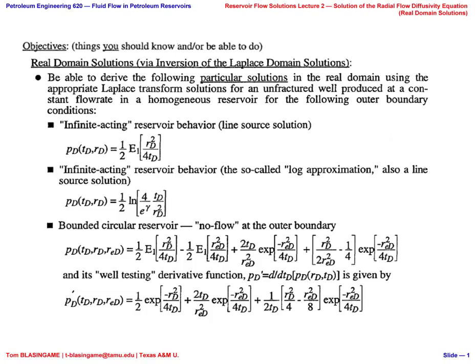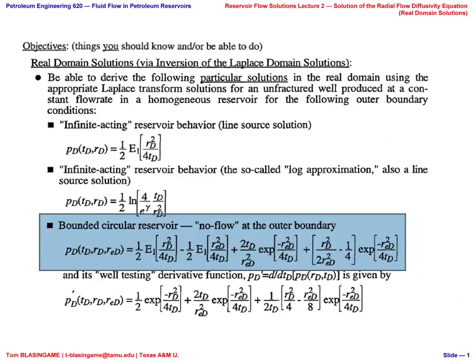Okay, everyone, this is a continuation of the lecture for the Laplace domain solution of the radial flow equation. And now we're going to solve it. We're going to invert it into the real domain. And what I was asking a moment ago is when did the bounded circular reservoir solution first show up in the literature as something that basically resembles this?